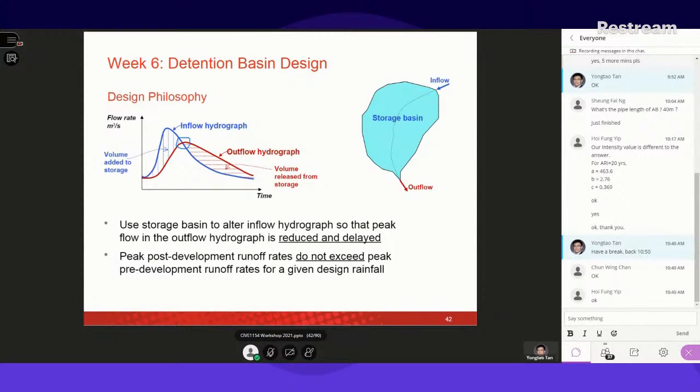Okay. So why do we need the storage basin? Where we need a storage or detention basin, we need to make sure the peak flow does not exceed the pre-development runoff rate. So a stormwater detention basin is normally used to collect and temporarily store the stormwater, and also release the water downstream slowly, and reduce the risk of flooding.